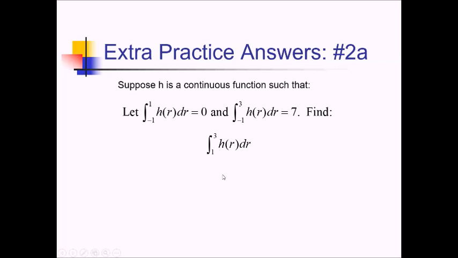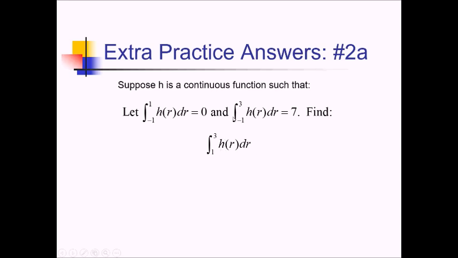For this set of problems, we have some integrals of h of r dr. We have one from -1 to 1 and from -1 to 3. Our first task here is to find the integral from 1 to 3. We actually have everything we need to get it. We already know the area under h from -1 to 3. It's 7. This is asking about a piece of that area.